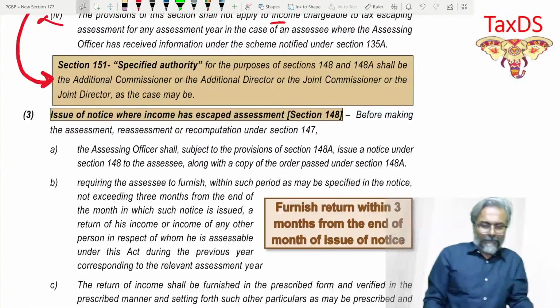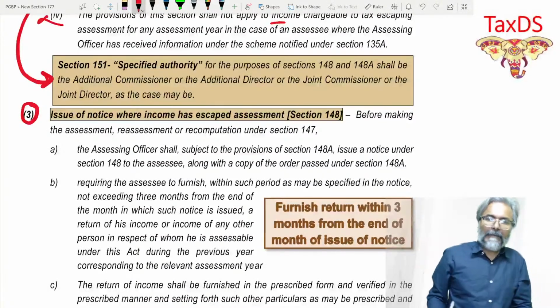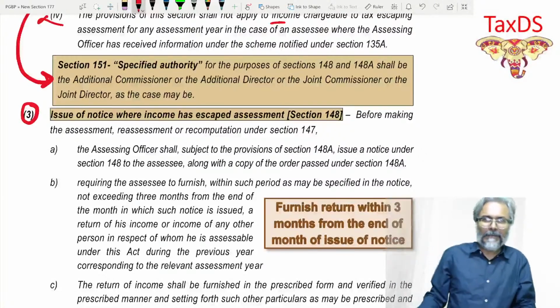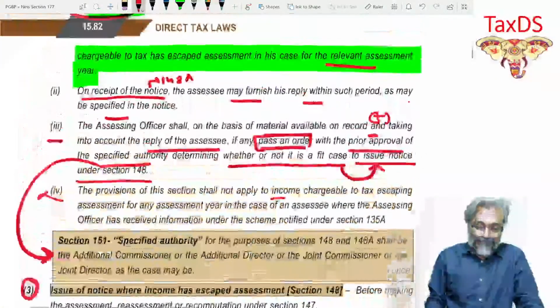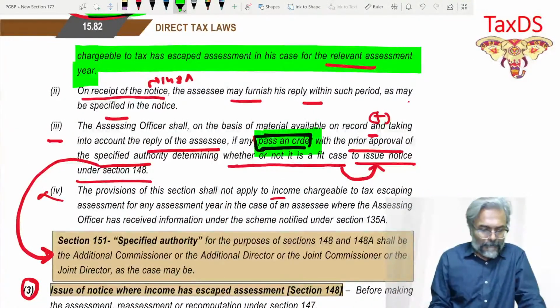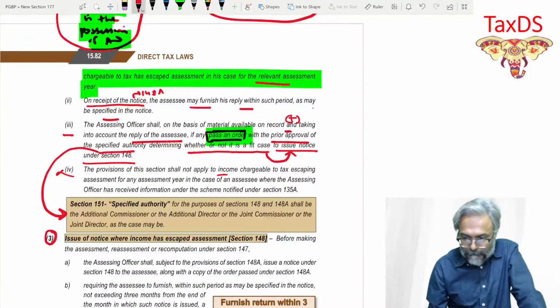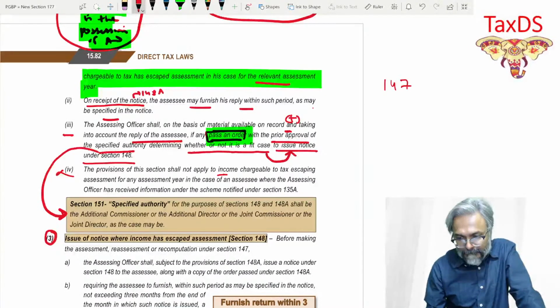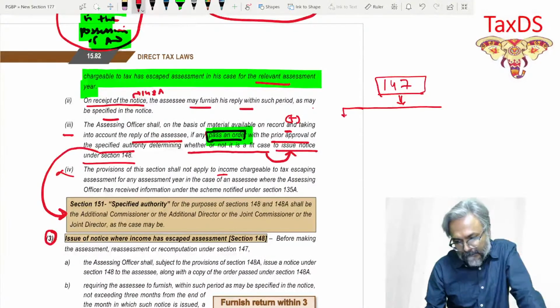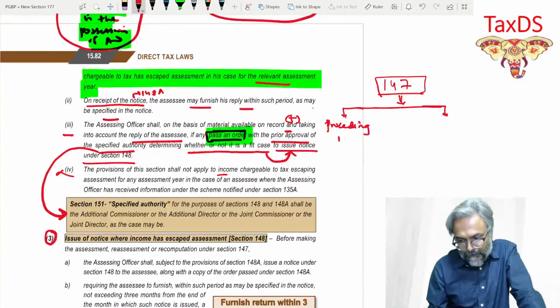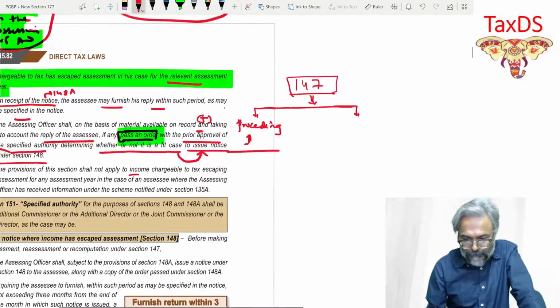Now, if it is a fit case, students, point number 3 will happen now. If it is a fit case, he concluded, yes, it is a fit case. Now, if it is a fit case, then what is the next step? So he has concluded. Please understand. He has passed the order. Do you know what has happened? Students, to do 147, there are two proceedings. Proceeding 1 and proceeding 2.